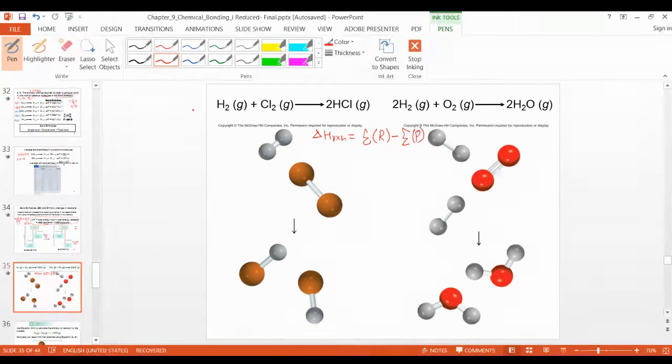formation, bond broken. So first bond broken, then bond formation, new bonds. Always like this, right? So there are two examples here, number 1 example and number 2 example.